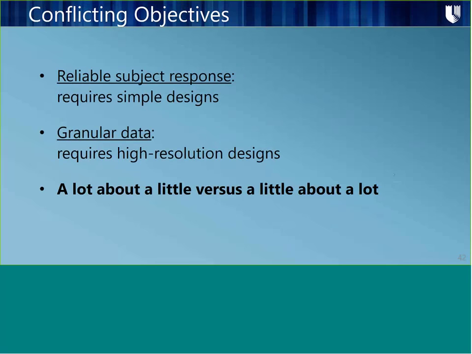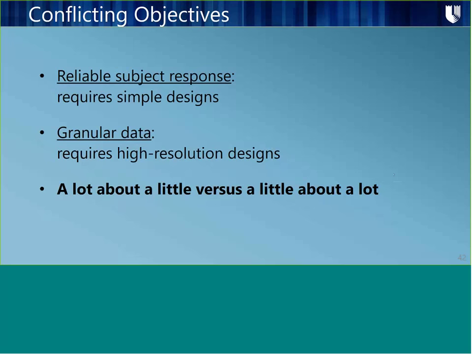Unfortunately, we have some conflicting objectives. With simple designs, we can improve the reliability of the subject's response. That is, this isn't just about statistical efficiency, it's also about measurement error. We could have an extremely efficient design, but it's so hard for people to answer, we're going to get poor data. Also, the sponsors of our studies often want very granular data. That is, they want to learn a lot about a lot. In order to do that, you need high-resolution designs. But high-resolution designs make the task harder and increase measurement error.